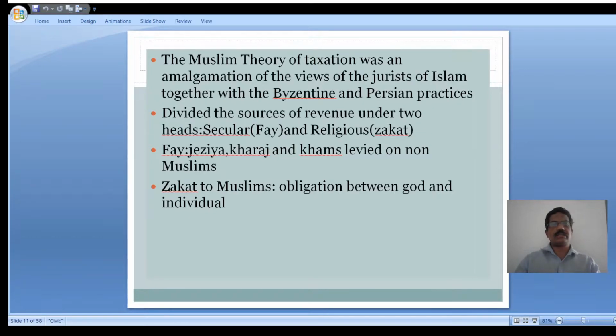The tith was another form of zakat. Tith was a form of zakat that was charged on land, wheat, barley, rice and lentils.